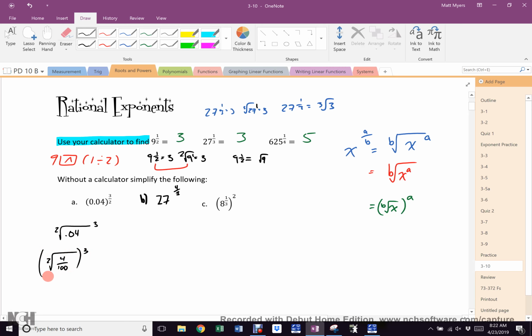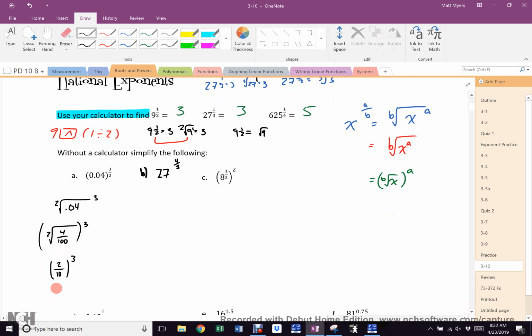Everybody cool? What is the square root of 4 over 100? What's the square root of 4? 2. Square root of 100, 10. 2/10 to the third power, which is what? 8 over 1,000. Everybody cool?